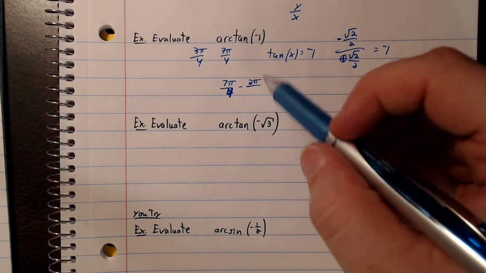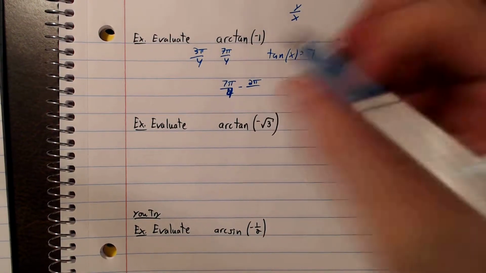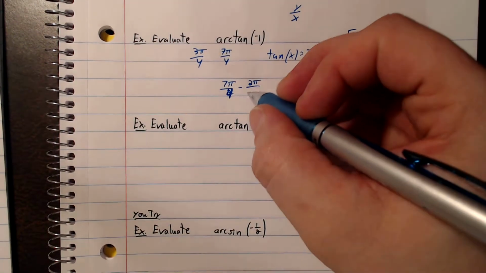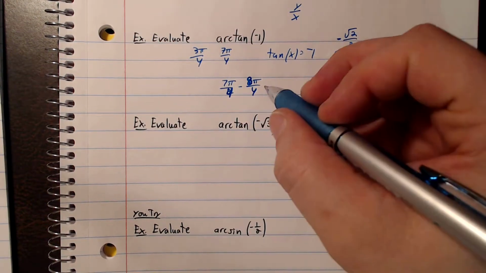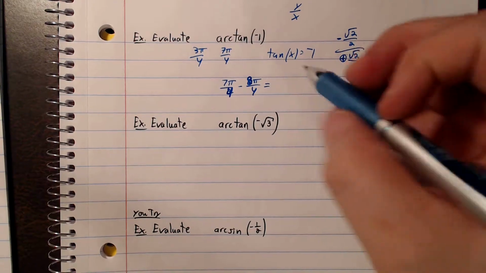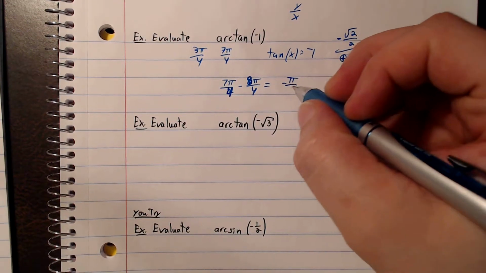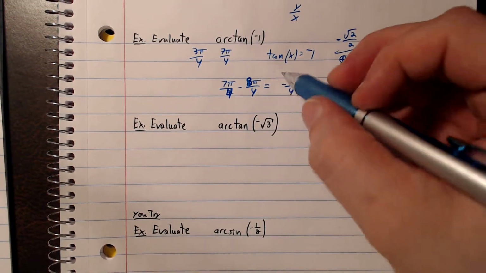But we subtract a full period, which is 2 pi. I'm going to actually change that. I want this to be over 4, so that'll be 8 pi over 4. Once we do that, it'll knock us down, and now we're within our range.